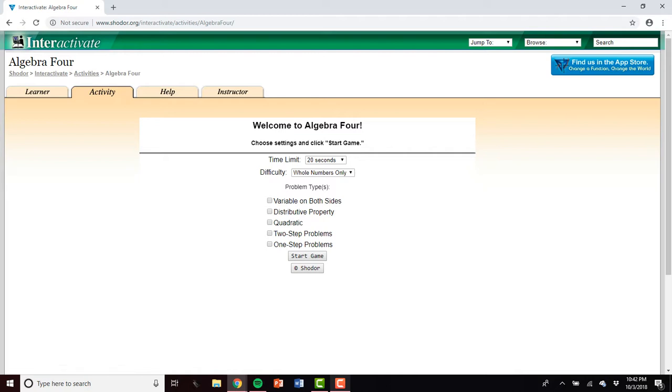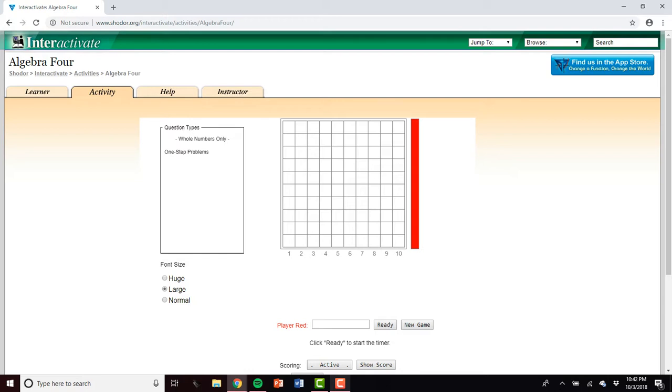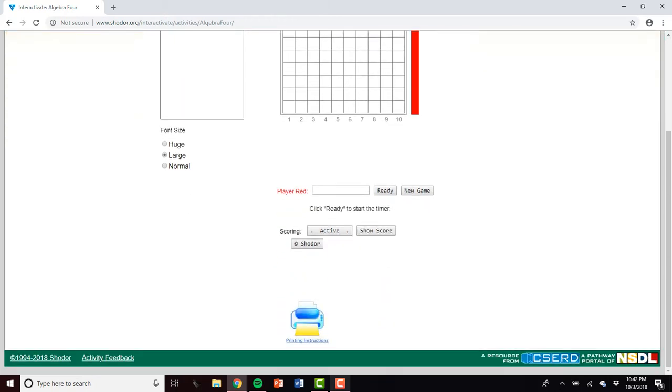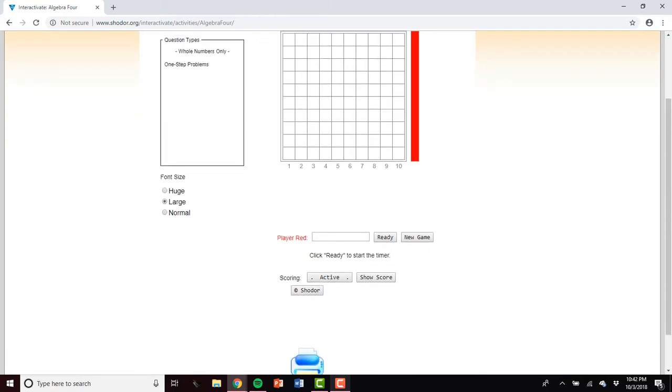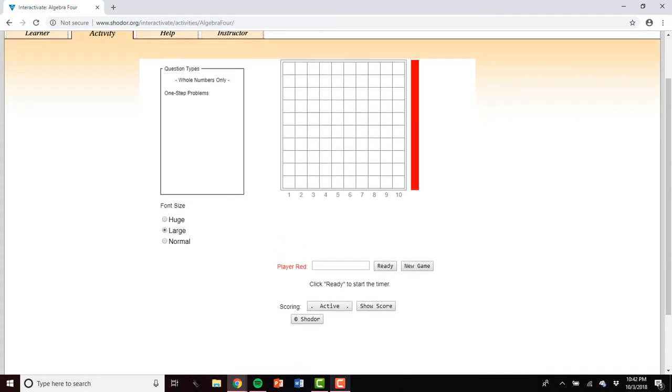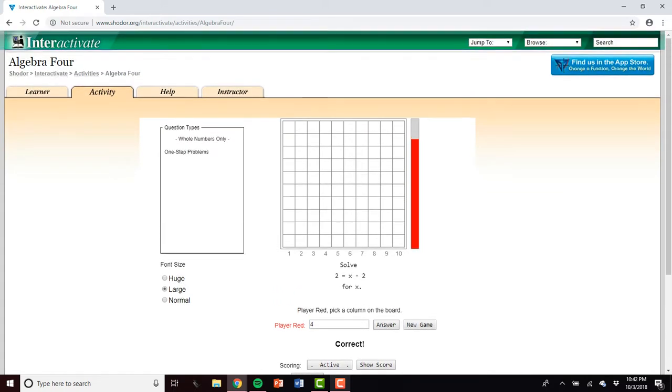I'll give a little demonstration. So I'll just do one-step equations. I'll put the time a little longer, but this is just a demonstration of what this website provides. This is played with two players, obviously, when you play Connect 4, but I'll just play it by myself for the meantime. So I'll press ready. And so we have 2 equals x minus 2, so that number would be 4. Answer, and that would be correct.